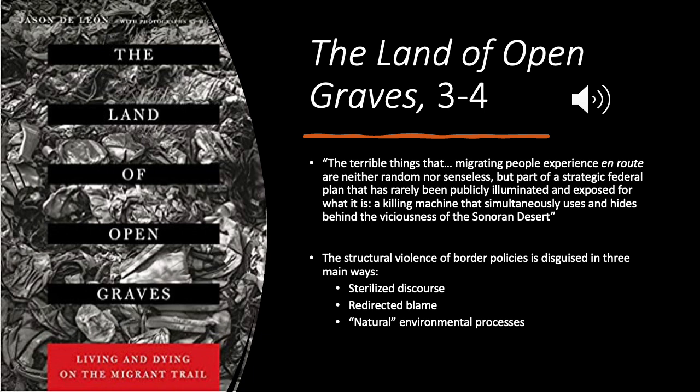And his point is, okay, so migrating people, undocumented migrants, they're experiencing pretty horrible forms of trauma and pain and violence and death, right? As they try to cross the border. And Jason DeLeon's point is that these forms of violence, these horrors, are neither random nor senseless. They are rather a strategic federal plan that uses the Sonoran Desert and hides behind the Sonoran Desert. It uses these environmental processes of the desert itself to enact that violence, but also hide behind it to make that violence invisible. So Jason DeLeon's goal in this book is going to be to take that violence and make it visible again. That's what he's trying to do.